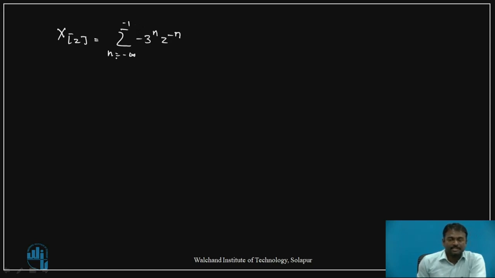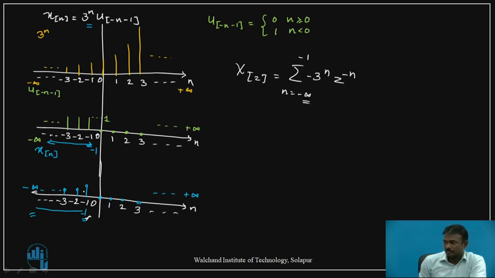So in the graphical representation, we have understood why the limits of the summation are written as n equal to minus infinity to minus 1, because the product of 3 to the power n and u of minus n minus 1 exists only on the left side, and it exists from n equal to minus infinity to minus 1, as shown in this figure here, as shown in this third graph.